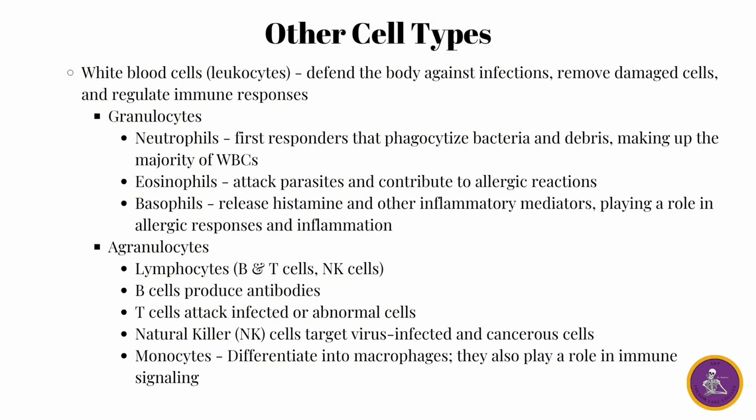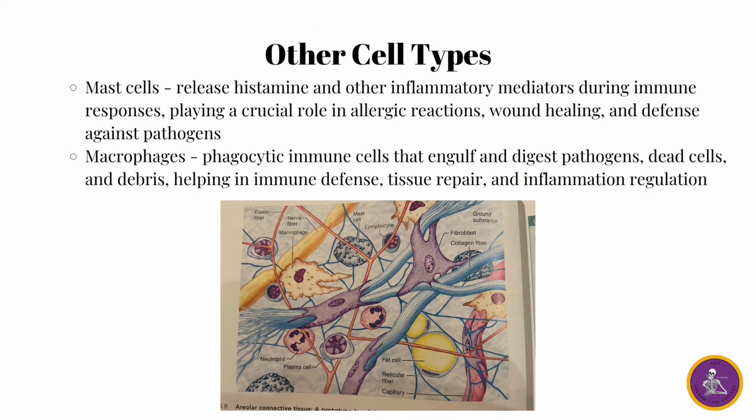Agranulocytes include lymphocytes, which produce antibodies and kill infected cells, and monocytes, which can become macrophages. These immune cells patrol connective tissues, responding to pathogens and cleaning up debris. Mast cells and macrophages are resident immune cells that live in connective tissue even in the absence of infection.